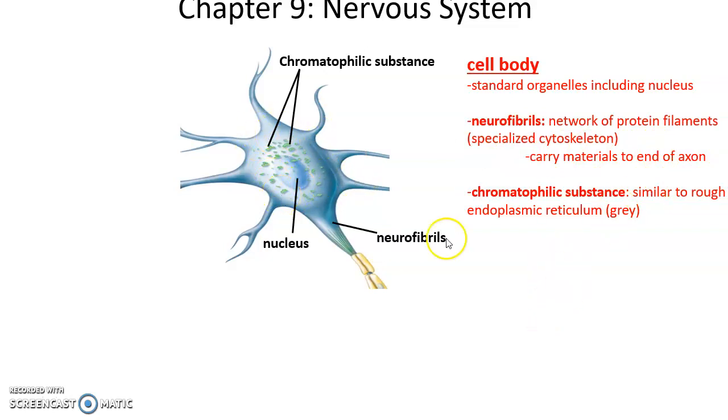Also found within the cell body is what's called chromatophilic substance. So chromatophilic substance is basically modified areas of endoplasmic reticulum, and they are grayish in color. So chromatophilic substance is grayish in color and involved in protein synthesis.